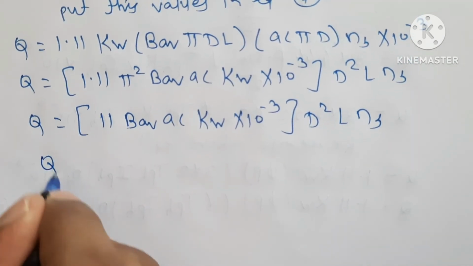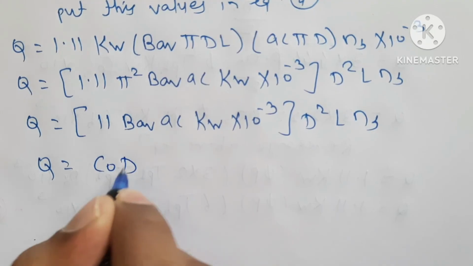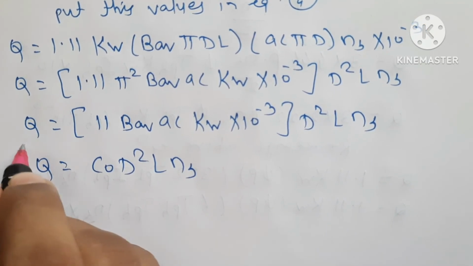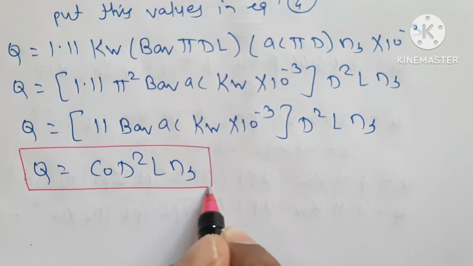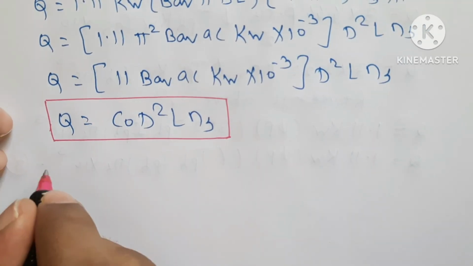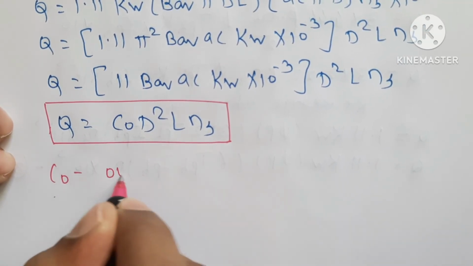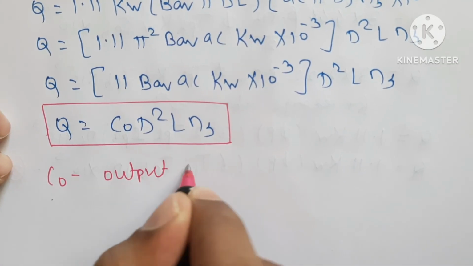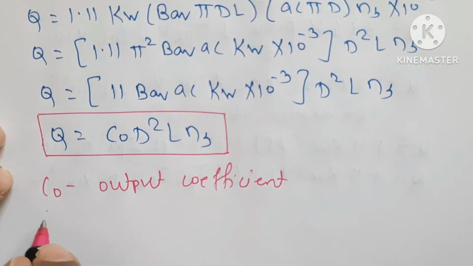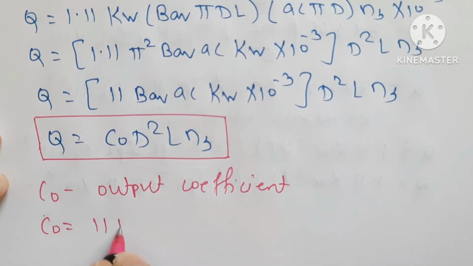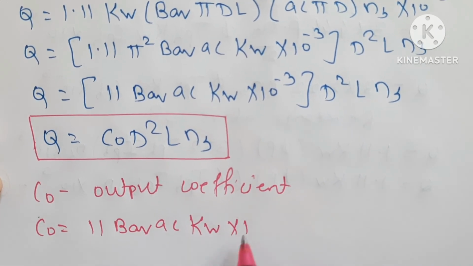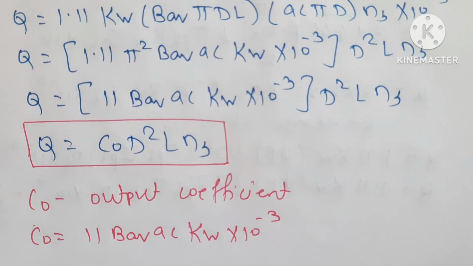Therefore Q is equal to C0 into D square L ns. This is the output equation of the three-phase induction motor, where C0 is the output coefficient. The value of C0 is 11 BAV AC kW into 10 to the power minus 3.